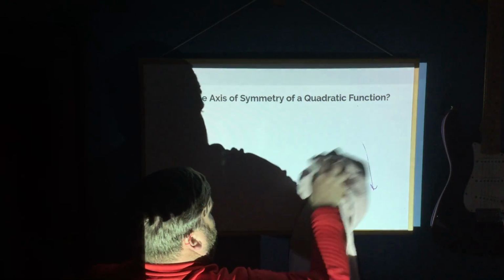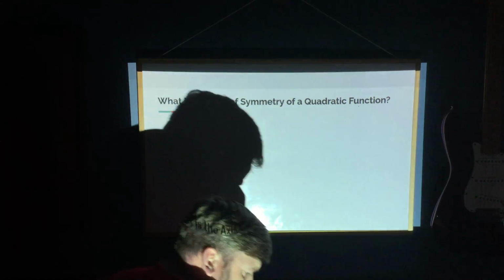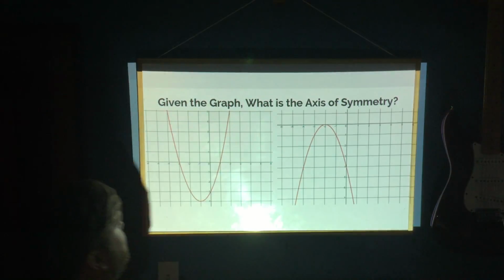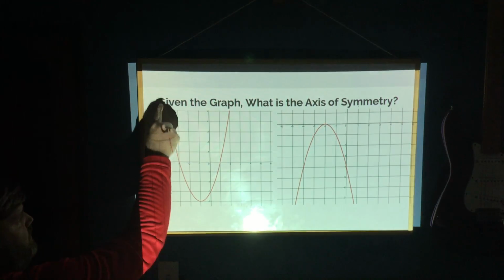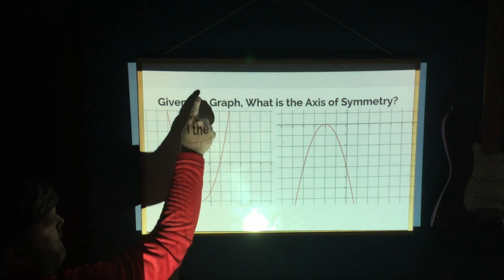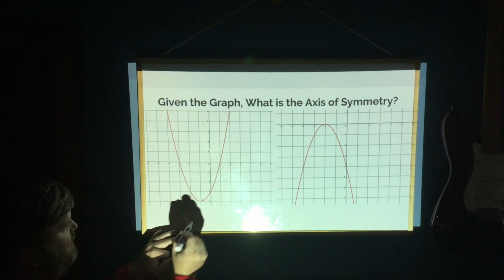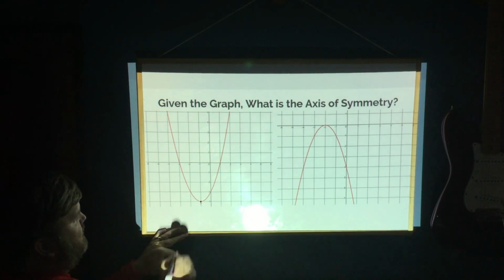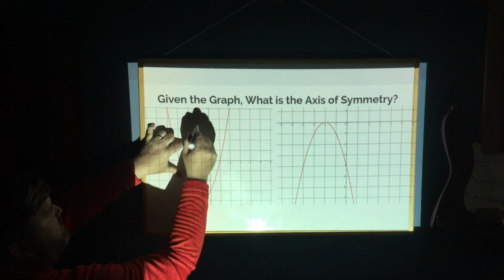So we're going to learn how to find that axis of symmetry today. The first way we're going to find it is if we're given a graph. Again, this is terribly, terribly easy. So you look to see where that middle is, and the vertex always lies on the axis of symmetry.